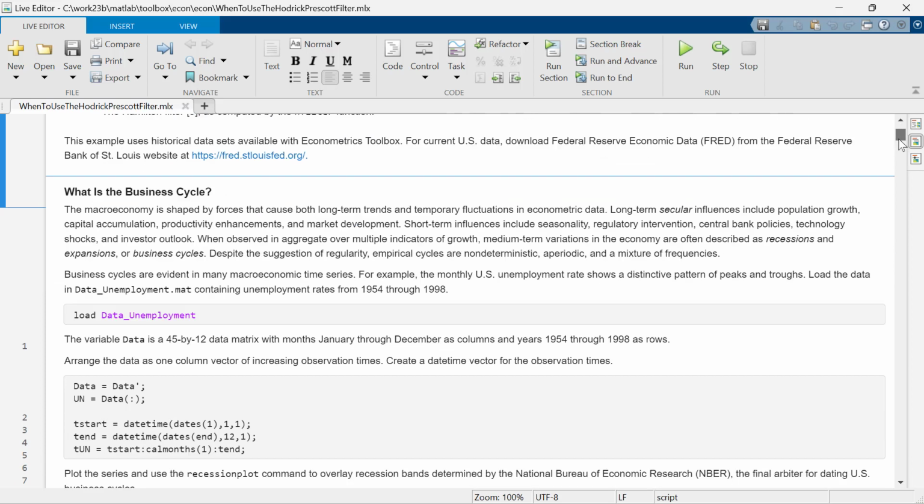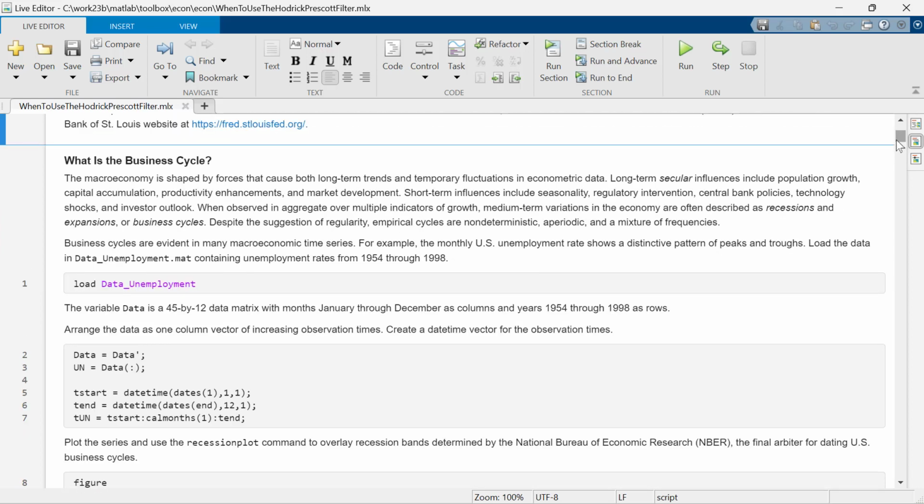So, to begin, we need to at least ask the question, what is a business cycle? And we'll see that answering that question is much of what this example tries to do, and we'll see that there are different ways that you can answer this question. Big picture, though, we want to think about all the different forces that are acting on the macroeconomy.